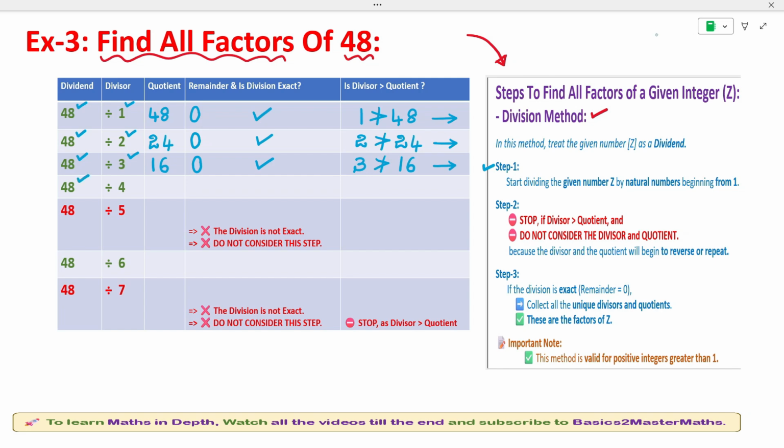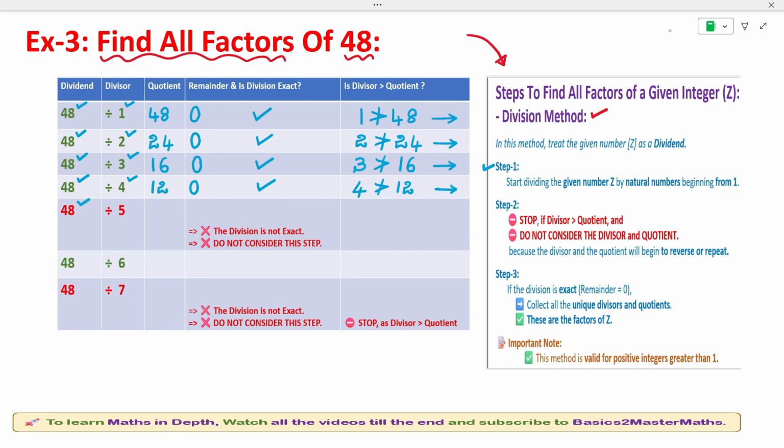When we divide 48 by 4, we get 12 as the quotient and 0 as the remainder. So, this division is exact. In this case, the divisor 4 is not greater than the quotient 12. So, move to the next step.